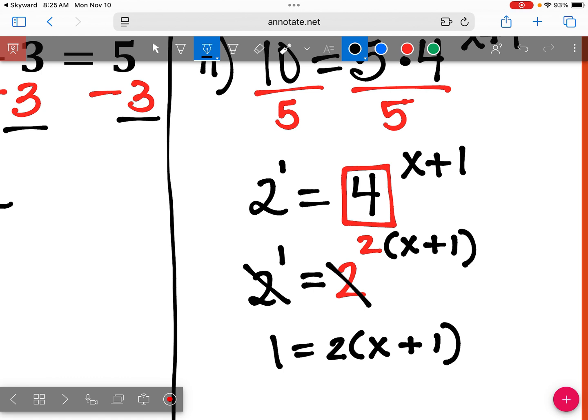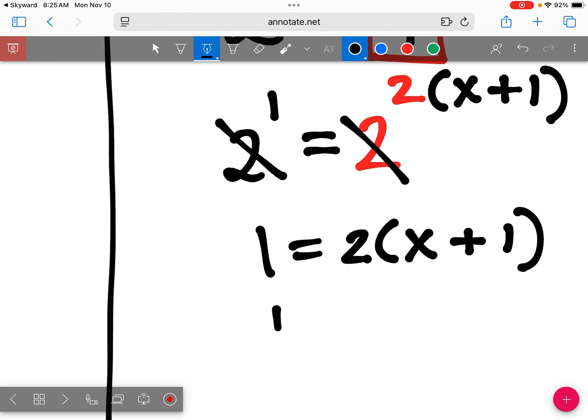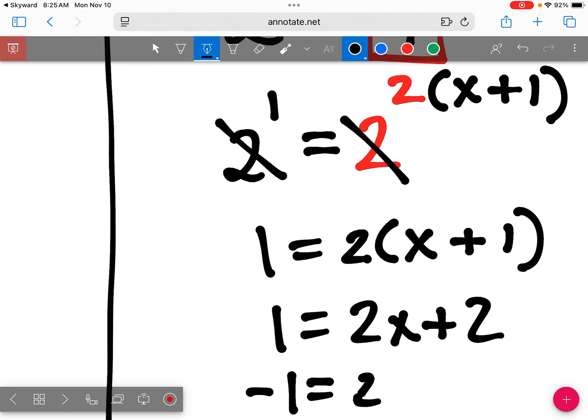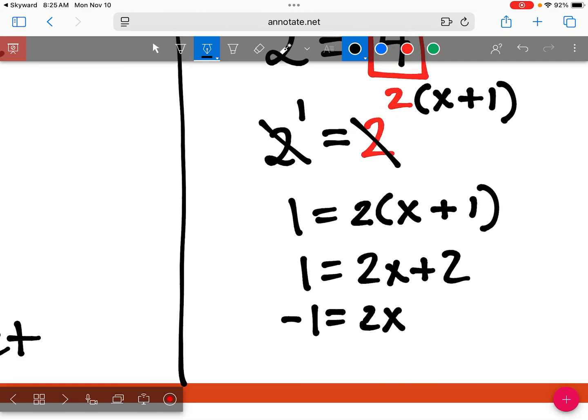Did anybody start by dividing 2, or did everybody distribute the 2? Distributed. That's kind of what I thought you would do. So we got 1 equals 2x plus 2. Subtract the 2, negative 1 equals 2x. X equals negative 1/2. Who had that for their answer?